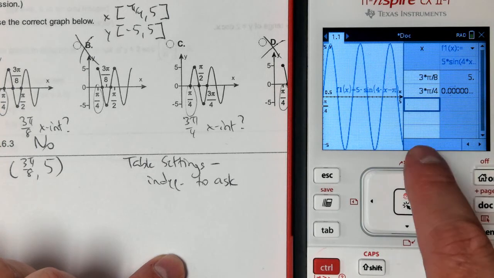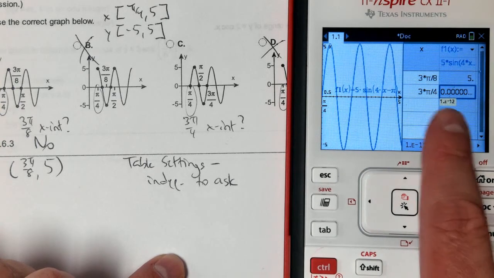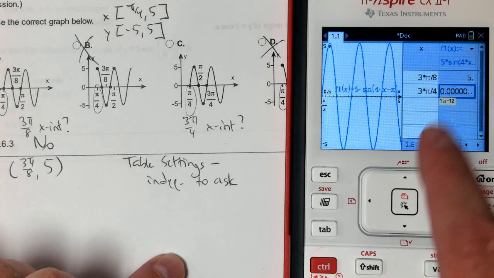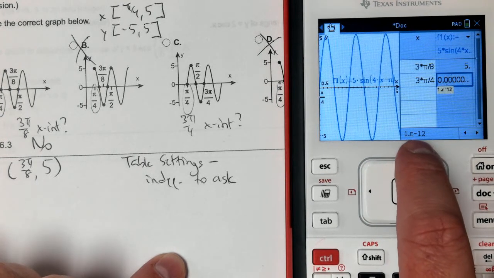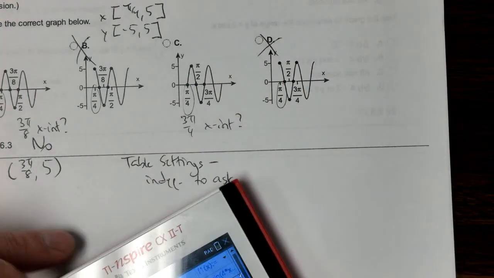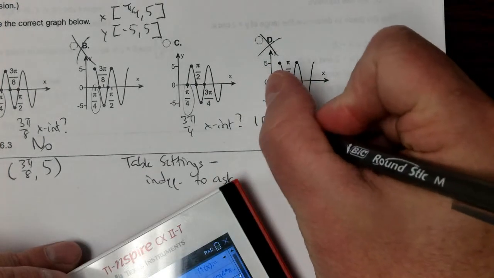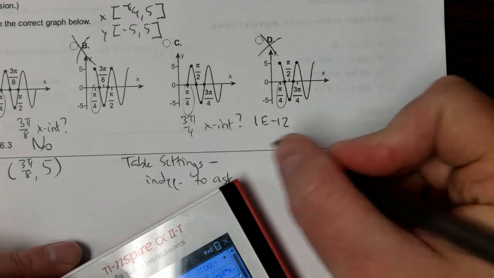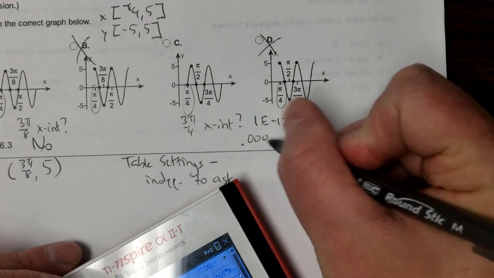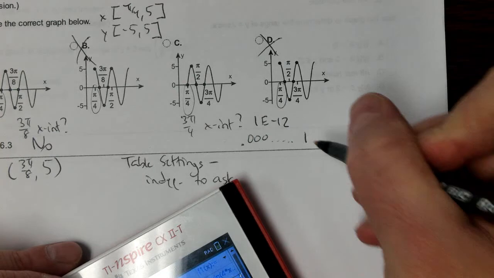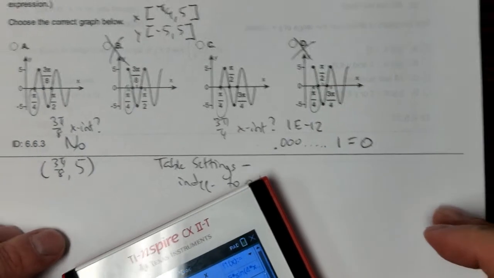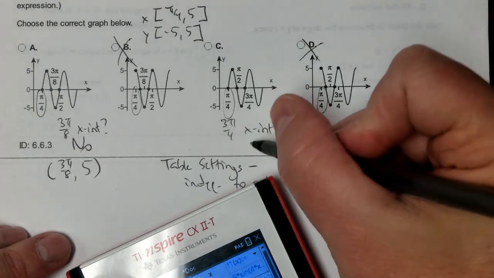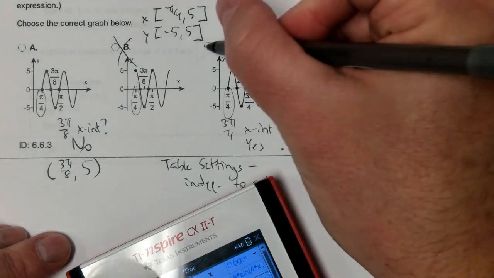And in this case, it says 0 there, but then down here it says 1 e to the negative 12. So you do need to be able to interpret that. If you have 1 e to the negative 12, that means point and then 11 zeros and then a 1, and so your answer would be 0. So it is an x-intercept, and so it's C.